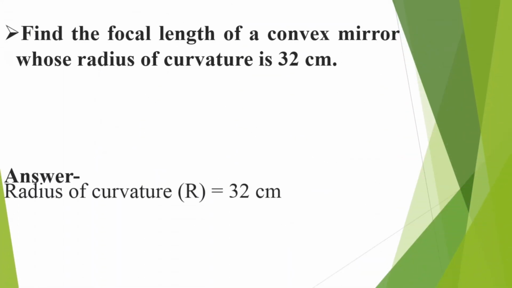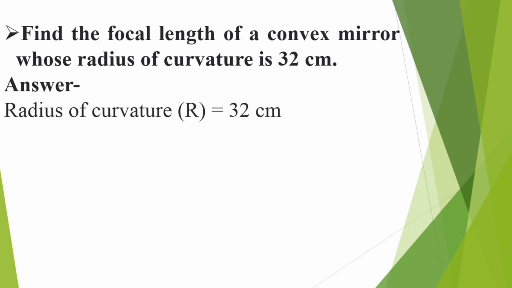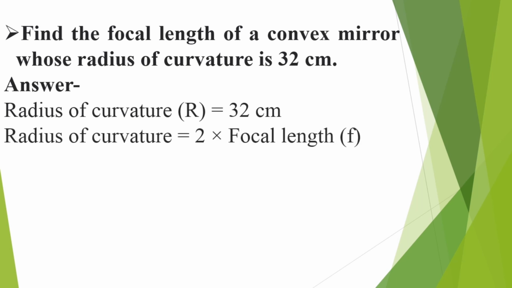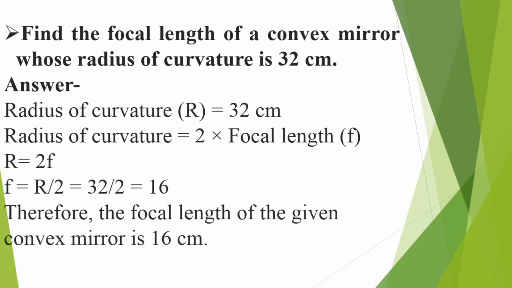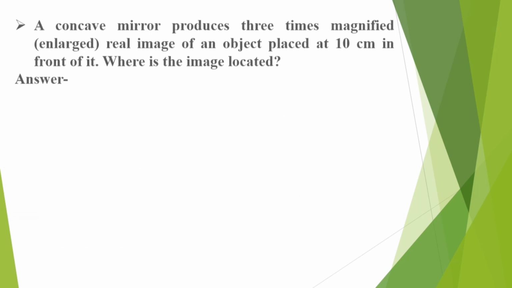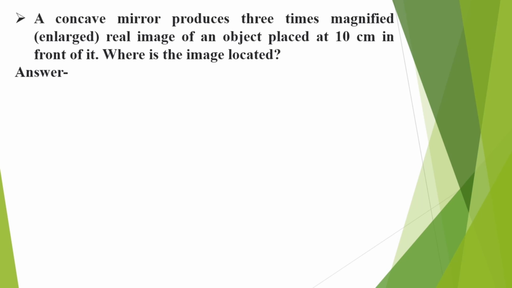Next is, find the focal length of a convex mirror whose radius of curvature is 32 cm. So here the mirror is clearly mentioned as a convex mirror. We know that for the convex mirror, the radius of curvature or focal length will be positive because it appears on the right side of the mirror. So R is equal to 2f, f is equal to R by 2, 32 by 2, and it is 16. So the focal length of the given convex mirror is 16 centimeter.